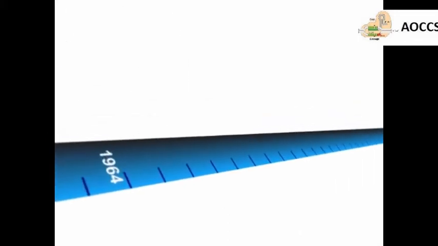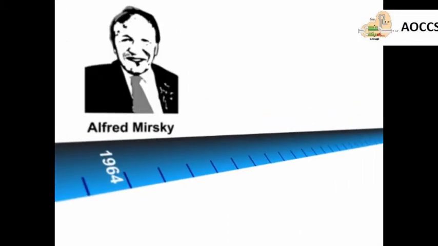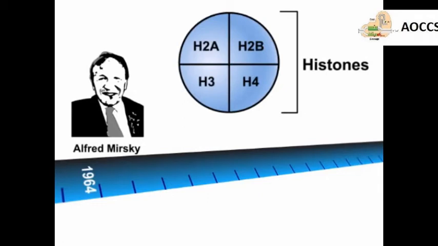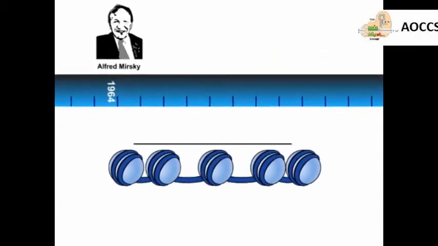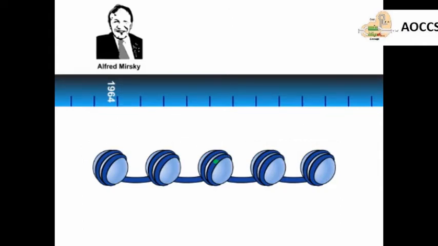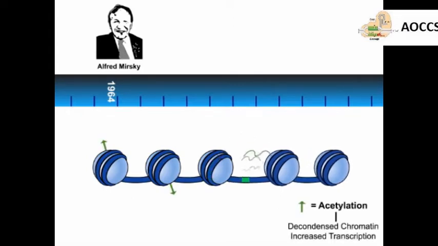In 1964, Alfred Mirsky published the earliest work on the role of histone modifications in gene regulation. Histones form the core of nucleosomes, which are the basic repeating unit of chromatin in eukaryotic cells. Mirsky studied how methylation and acetylation of histones affected RNA synthesis, and it is now known that numerous modifications alter the activity state of nearby chromosomal regions.